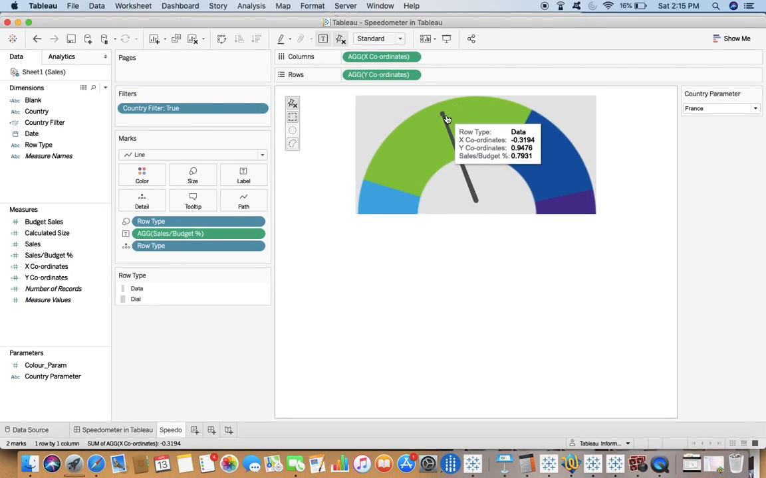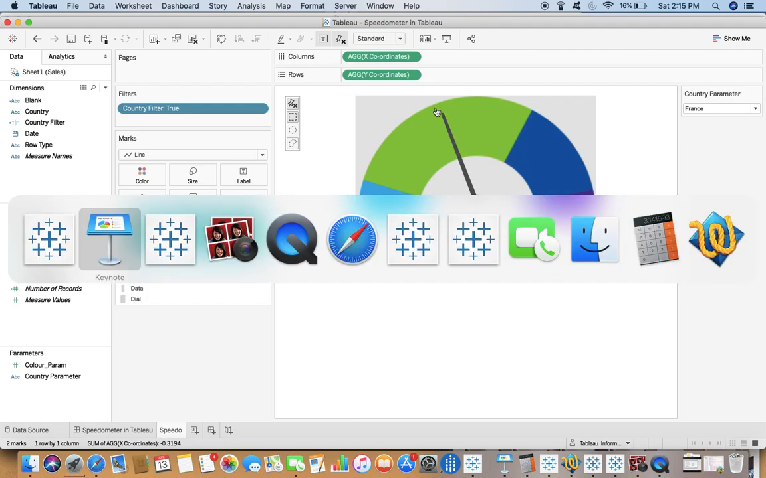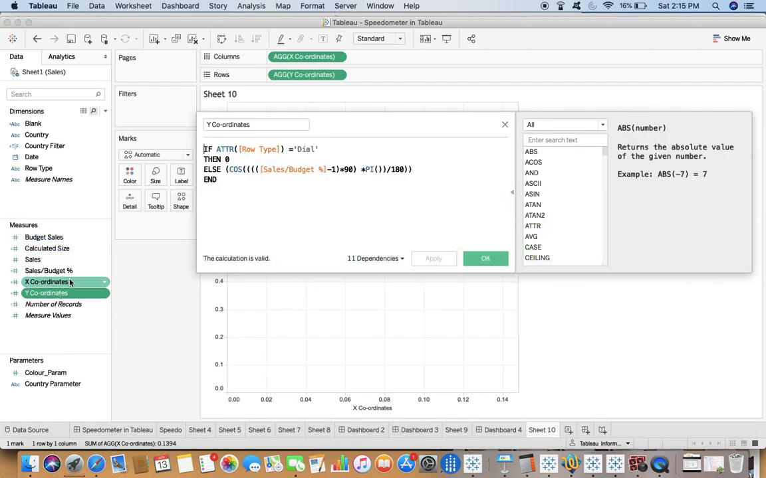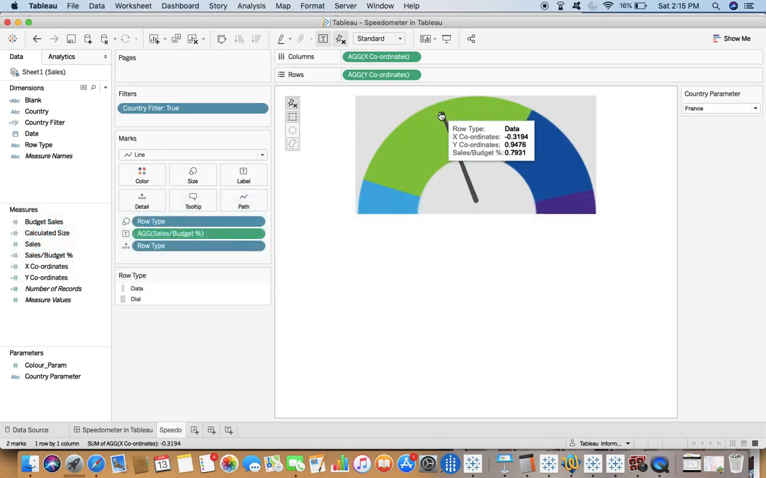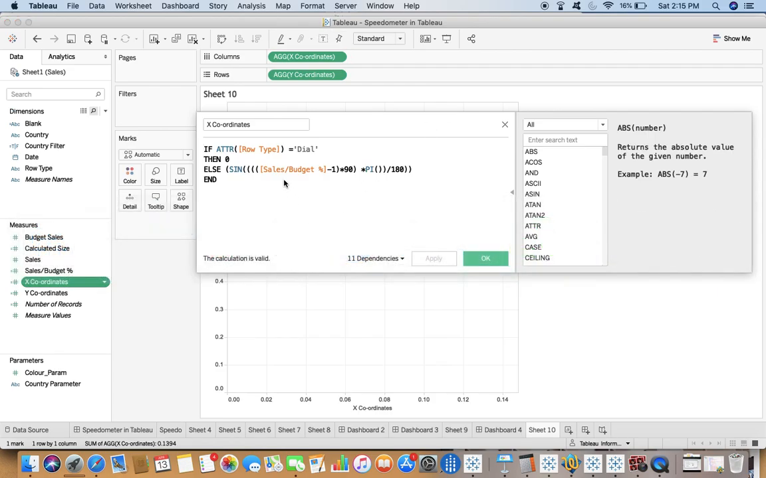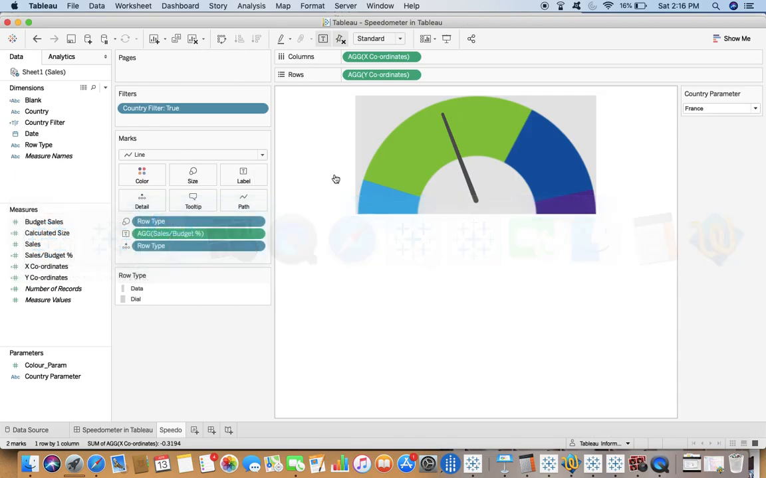That means my x coordinate, that is the calculation. Let me go back to the x coordinate. Sine of minus something, say minus 90, is minus sine 90, that is minus 1. I'm just giving you an example. So here we'll have minus, because why? Because sales by budget is 0.7391, and 0.7391 minus 1 will become negative. That means you have sine of something, but that is equal to minus sine of theta. And that's why you're moving this side, x is minus.